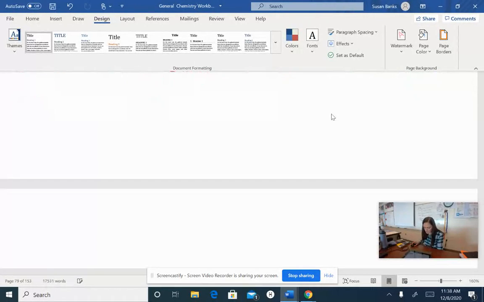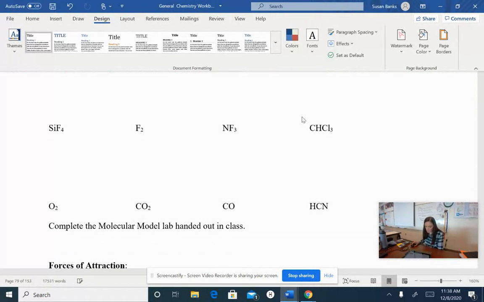Okay, our next one, we have silicon tetrafluoride. So silicon and fluorine. Silicon's going to be in the middle, and I'll have 6 or 3 lone pairs on each of the fluorines. Now, let's look at silicon's electronegativity, and we already looked at fluorine.